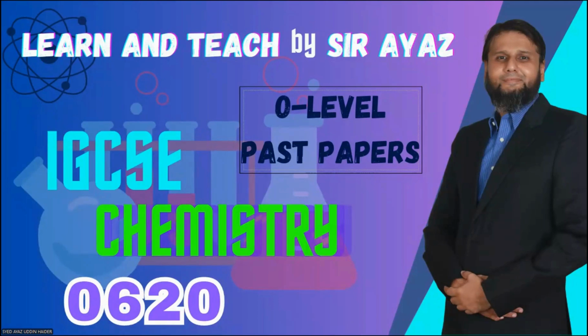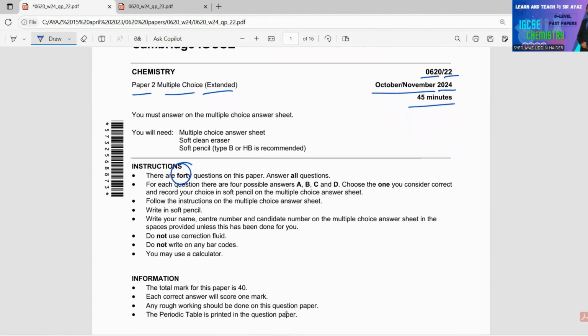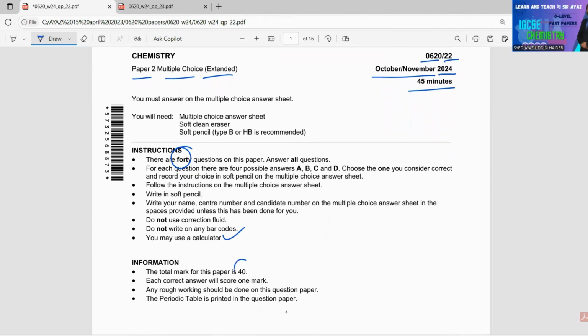So I'm continuing my O-level past papers session. This time I've selected variant 22 of IGCSE, that is 0620, and it's of October-November 2024. It's paper 2, multiple choice extended version. We have 45 minutes for this paper. There are 40 questions in this paper. You can use a calculator. Total mark for this paper is 40.